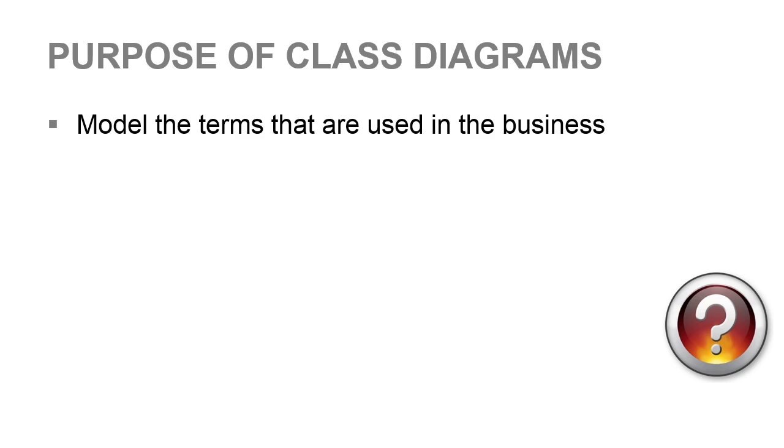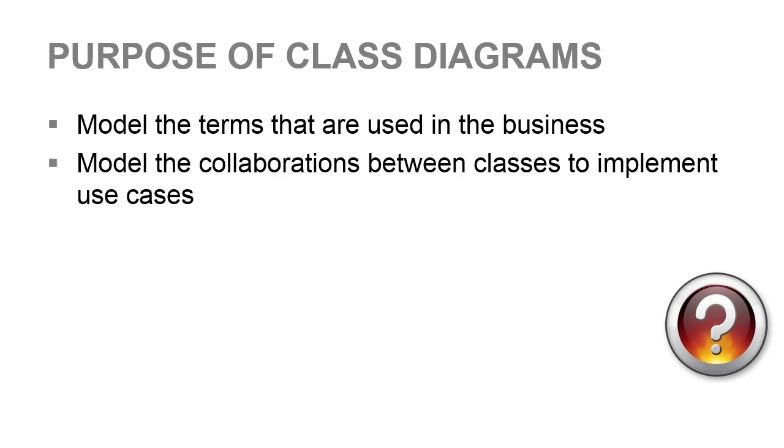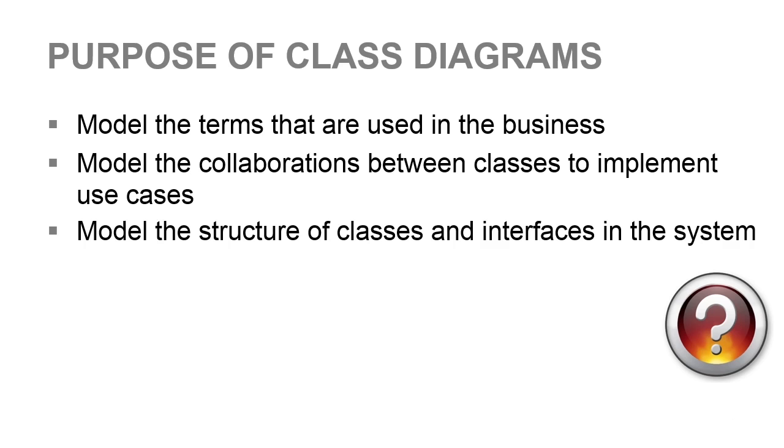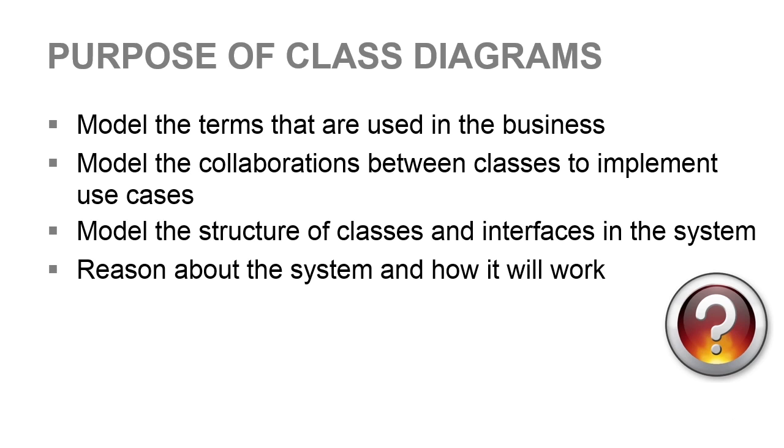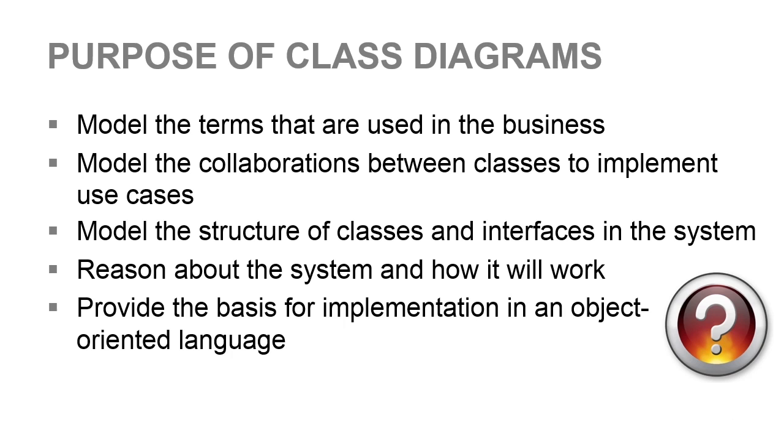In summary, the reasons would be to model the concepts that are used in the business and the language they use to refer to them, to analyse use cases and identify the classes required to implement each use case, to model the overall structure of the system in terms of the classes and interfaces and their relationships, to reason about the system and make design decisions about how it will work, and to provide the basis for implementation. Let's briefly look at each of these in turn.